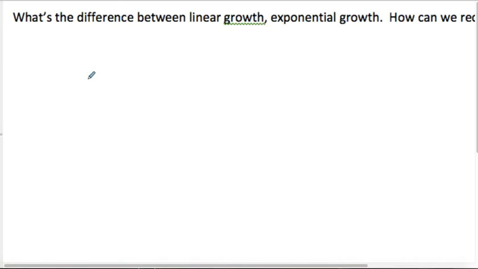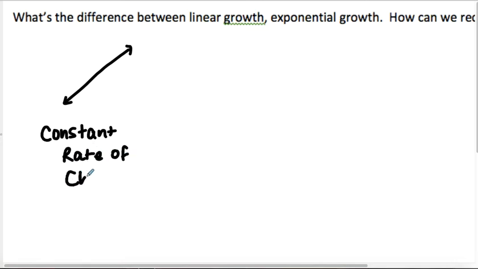We need to remember that a line has a constant rate of change. This line has a positive slope. It could also have a negative slope, which would mean it would be falling. But the rate at which it changes is constant. The speed at which it is growing is constant.